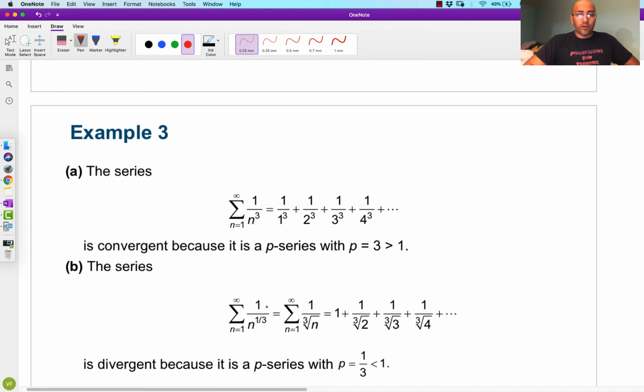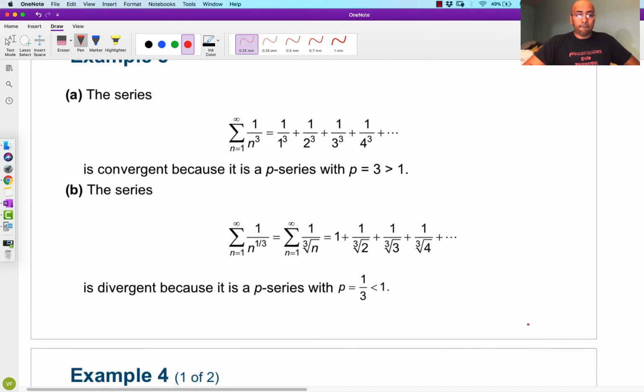p-series. Or here's another one where the p equals 1/3, right, which is the same thing as the cube root of n. Right, we can expand that out, and I know that this is going to diverge based on the p-series. p is equal to 1/3, that's less than 1, so it's going to diverge.